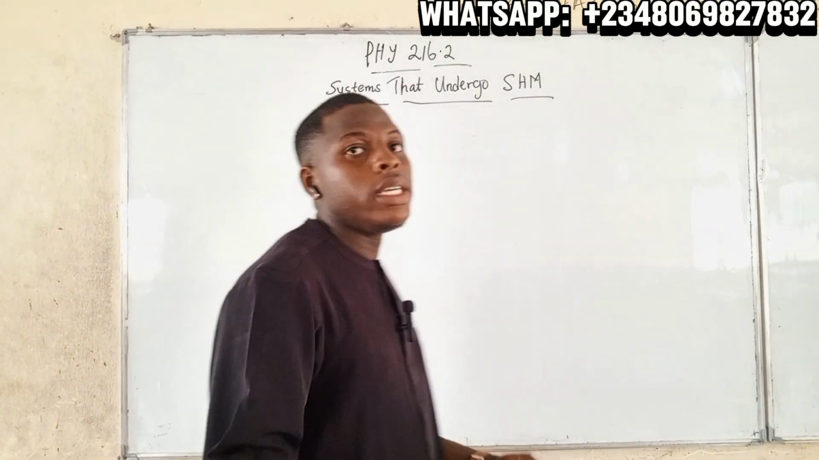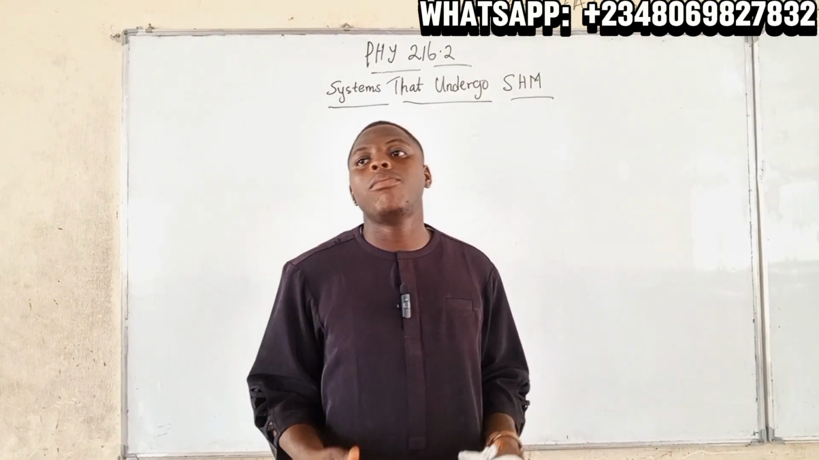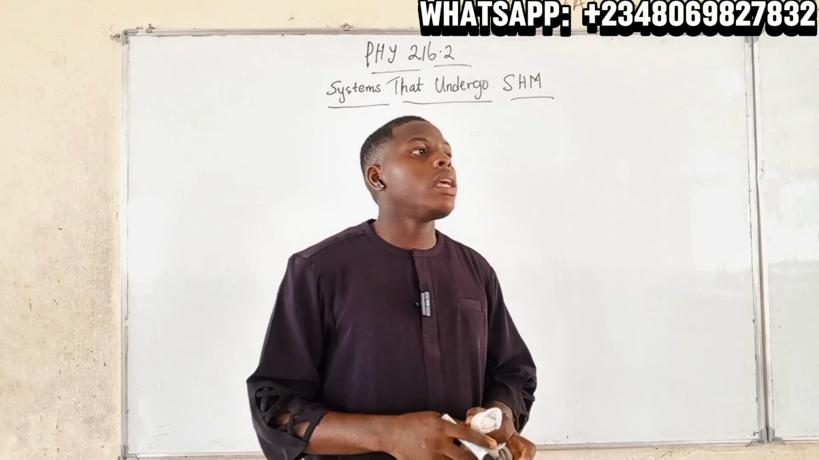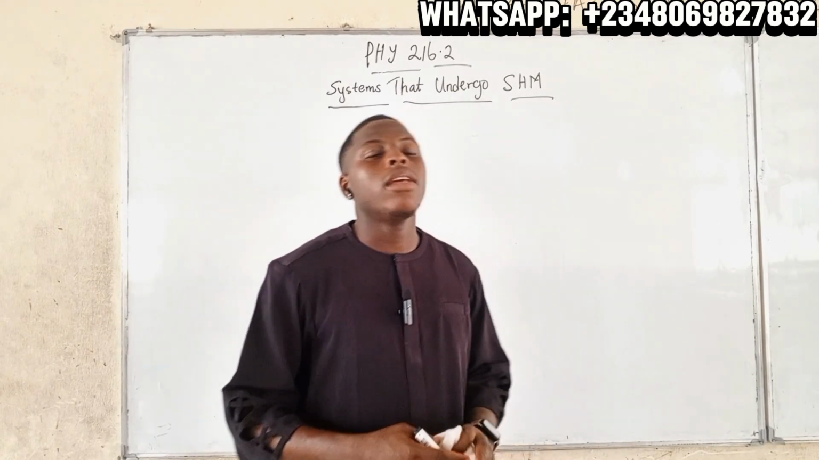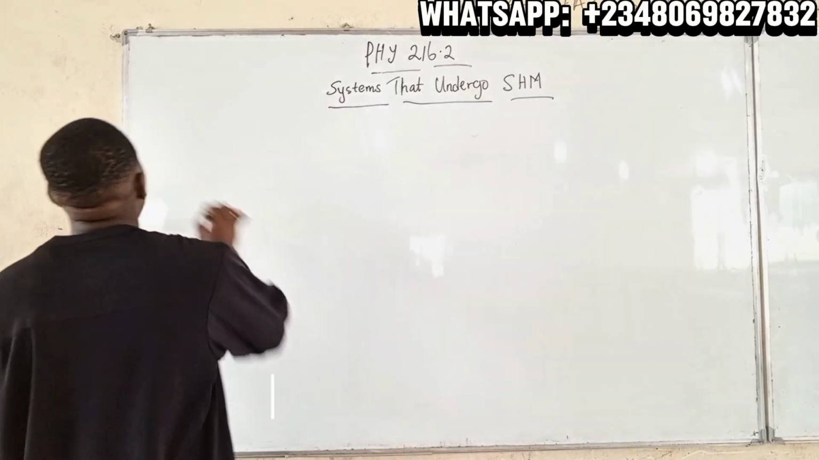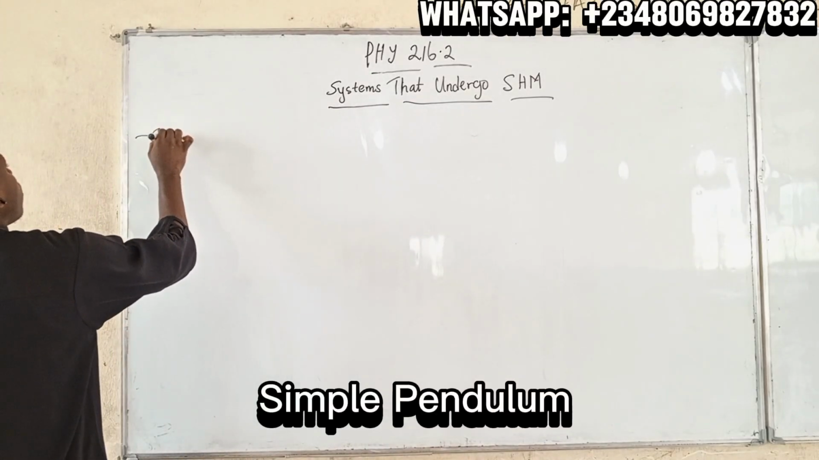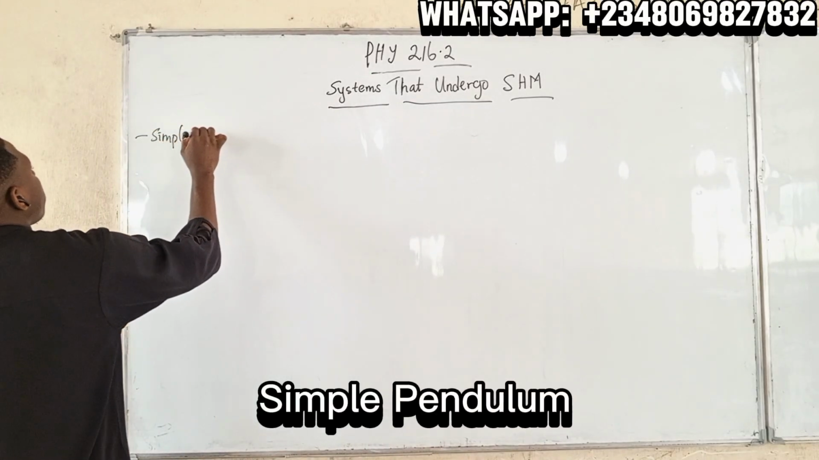So basically, we've known the equation for simple harmonic motion. Now let's talk about those systems that undergo simple harmonic motion. The first one which we talk about is what we call the simple pendulum.